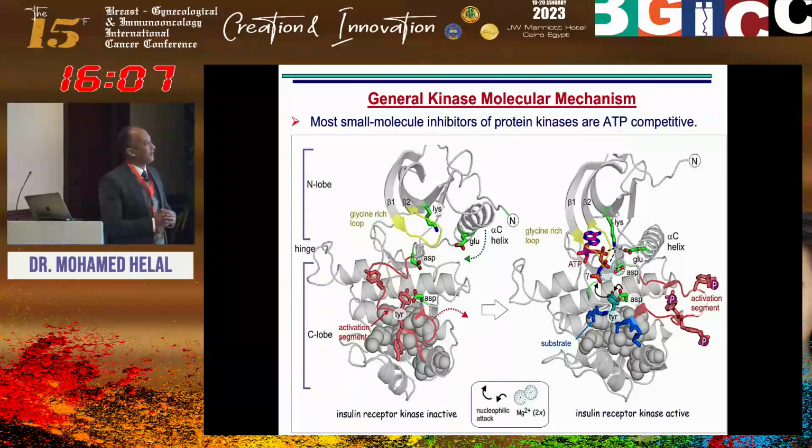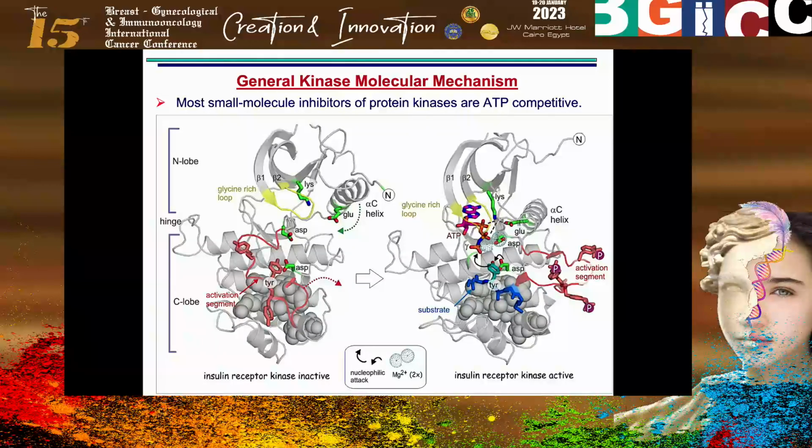First of all, I don't know if you are interested in molecular biology or molecular mechanisms of certain enzymes, but it's an essential part and the cornerstone to understand the strategy of drug design. These are X-ray crystal structures of the insulin receptor kinase. This is the inactive form and this is the active form. Kinase domains generally are composed of 2 lobes, the N-terminal lobe and the C lobe, and of course the hinge region where the ATP binds.